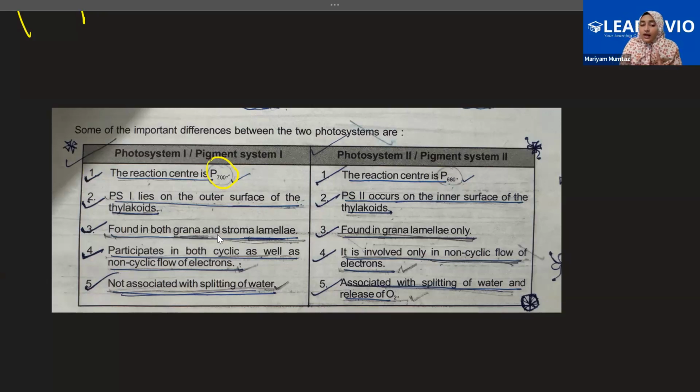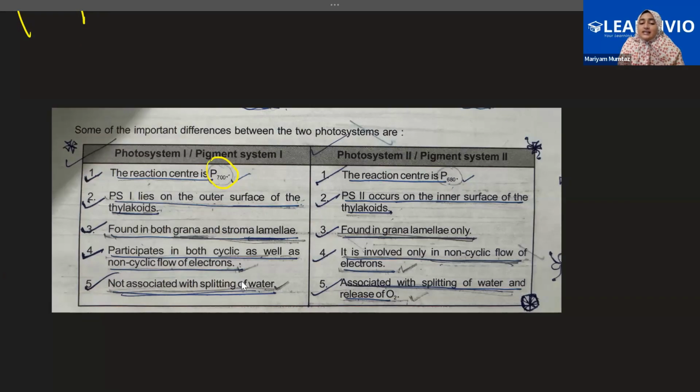Photosystem 1 participates in both cyclic as well as non-cyclic flow of electrons. We will study both of them, don't worry about that. Talking about PS2, it works only in the non-cyclic flow. Photosystem 1 is very versatile. It will work in any condition, but PS2 is a little, you can say, picky.